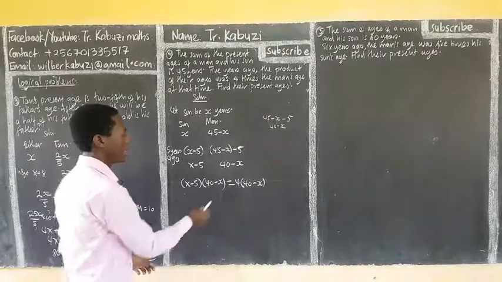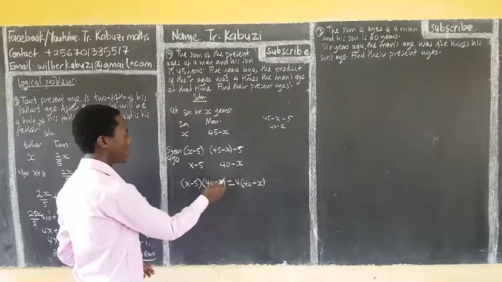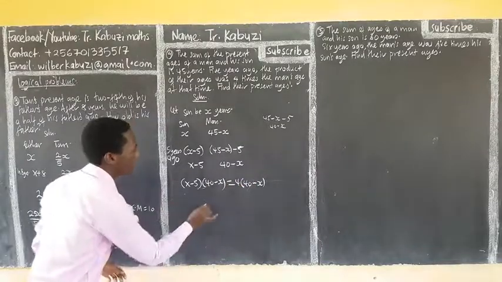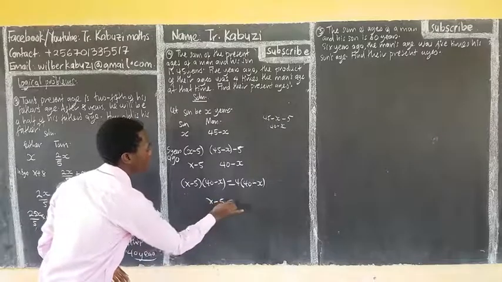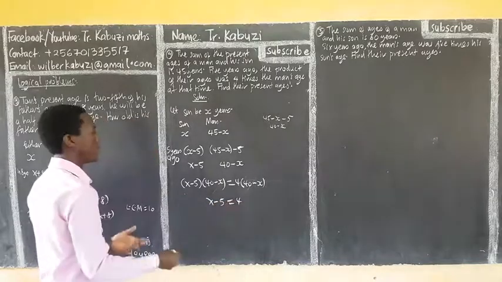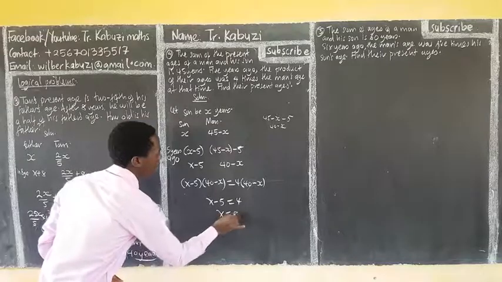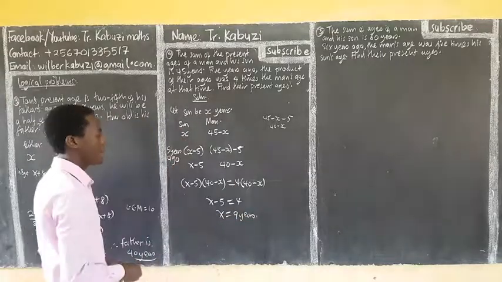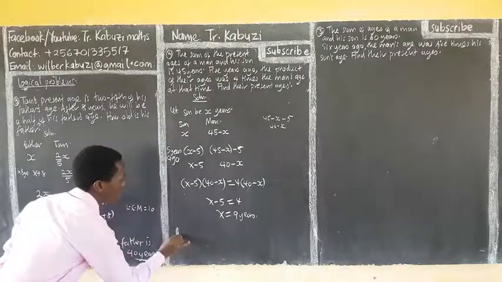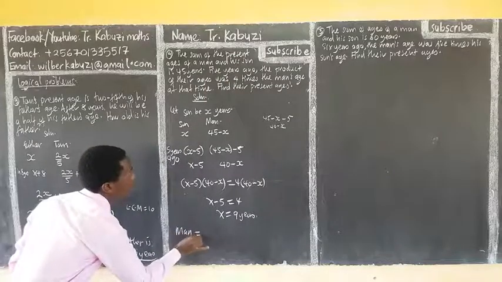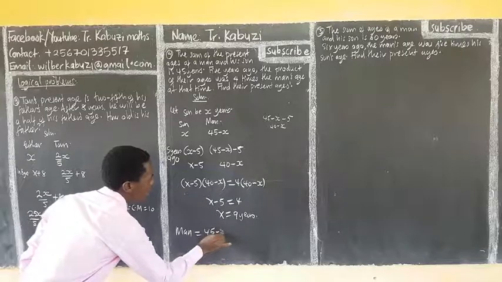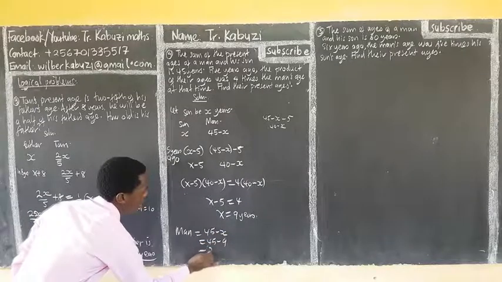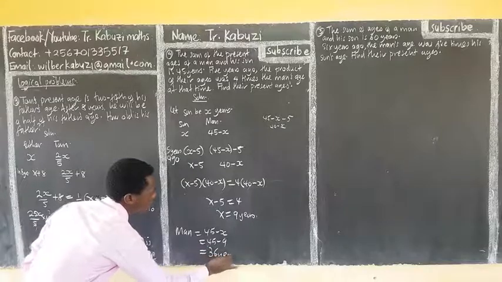So you see, I can easily divide through by this, I can divide through by that. So you see, I'll be having x minus 5 equaling 4. That is, x is 9. So the son is 9 years. Then the man will be 45 minus x, which is 45 minus 9, which is 36 years.